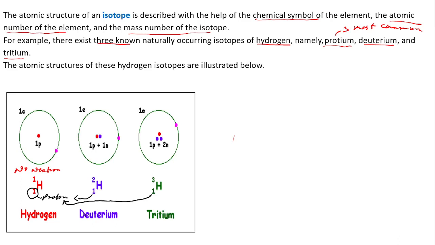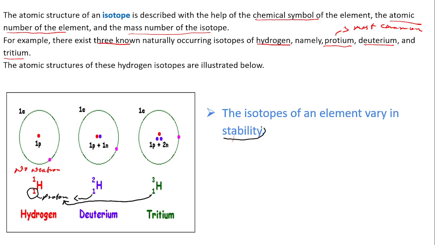So that's the structure of isotopes of hydrogen. The isotopes of an element vary in terms of stability. What am I trying to explain here? You need to understand that some are more reactive, and others are less reactive.